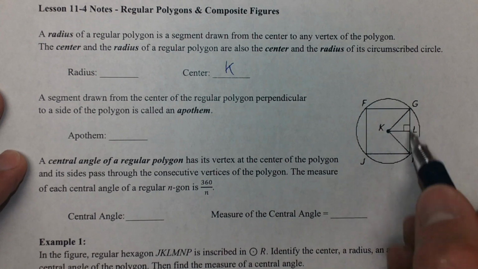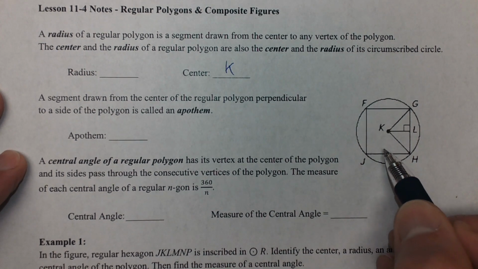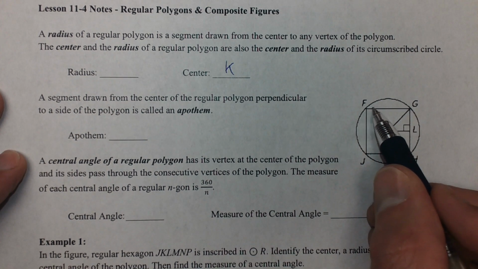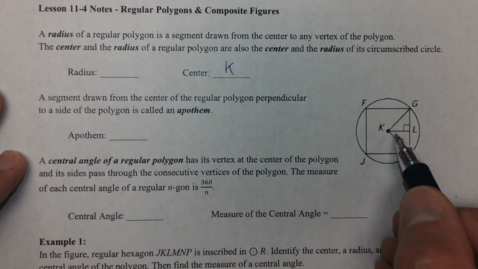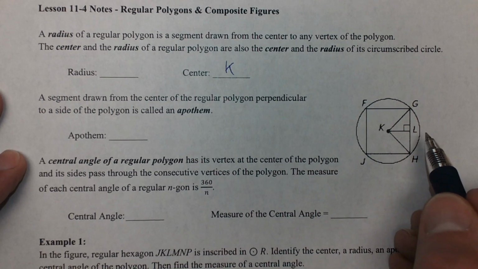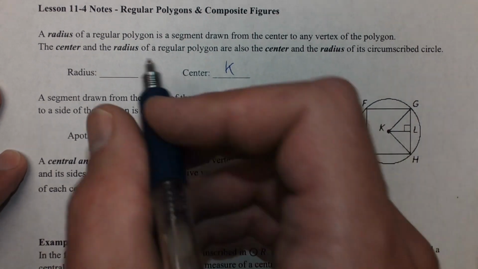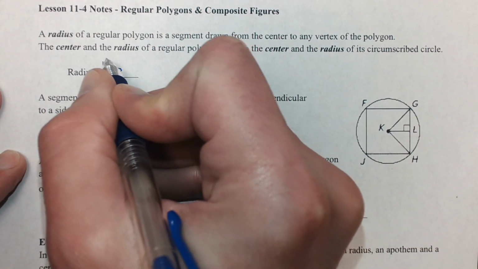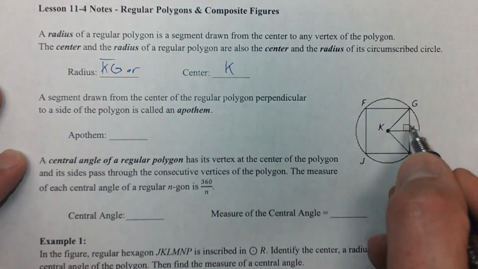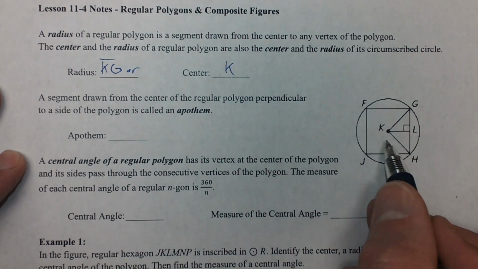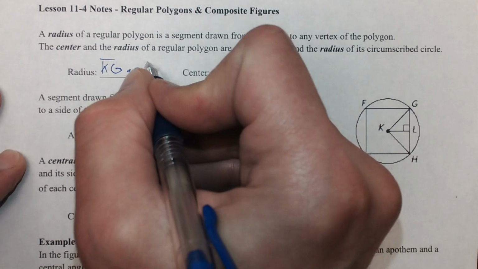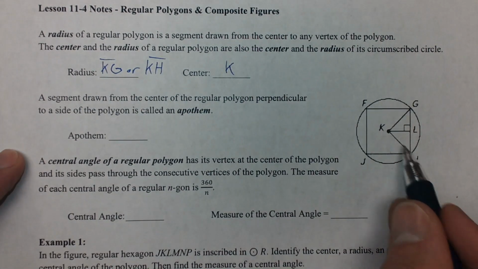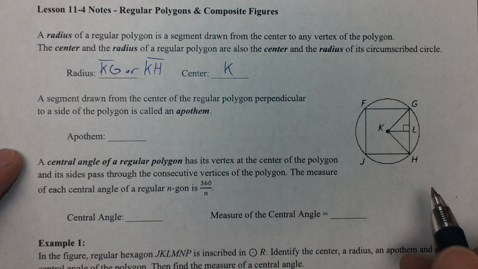And if we have the polygon inscribed inside the circle, that means any point of the polygon that's got a vertex touching the circle is also considered a radius. So here we could say radius KG, segment KG, or we could really say GK, of course, but we could also say KH. Segment KH is another radius of not only the circle, but also the square.